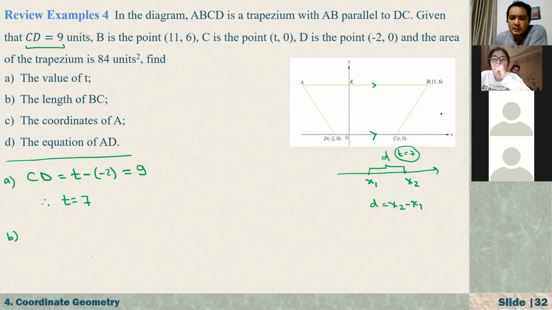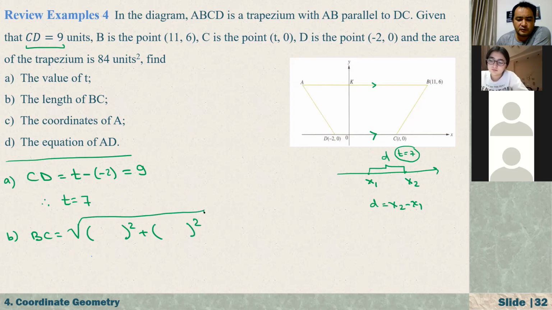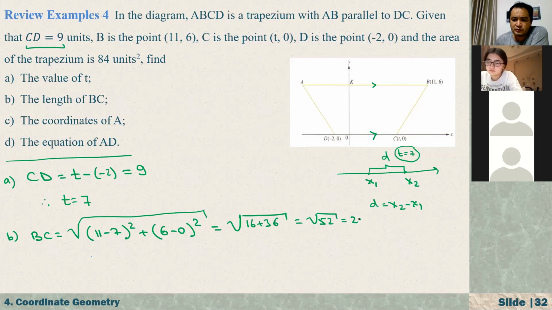Now question B, the length of BC. Since we know the coordinates of C and the coordinates of B, we can find the length of BC. That is the square root of x1 minus x2 squared plus y1 minus y2 squared. That's the distance formula. Here x2 is 11 minus t, so that is 11 minus 7 squared. How about y2? Here it is 6 minus 0 squared. So 11 minus 7 is 4, and 4 squared is 16, plus 6 minus 0, 6 squared, that is 36. That is equal to the square root of 52, or simply we can write it as the square root of 4 times 13, that is 2 times the square root of 13. That is the distance between B and C.